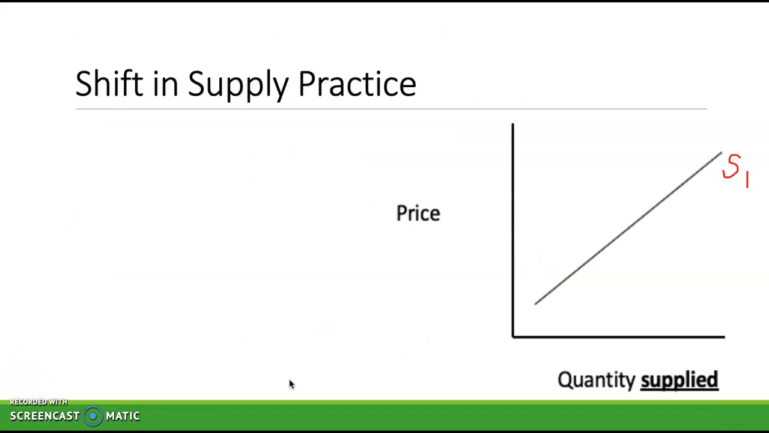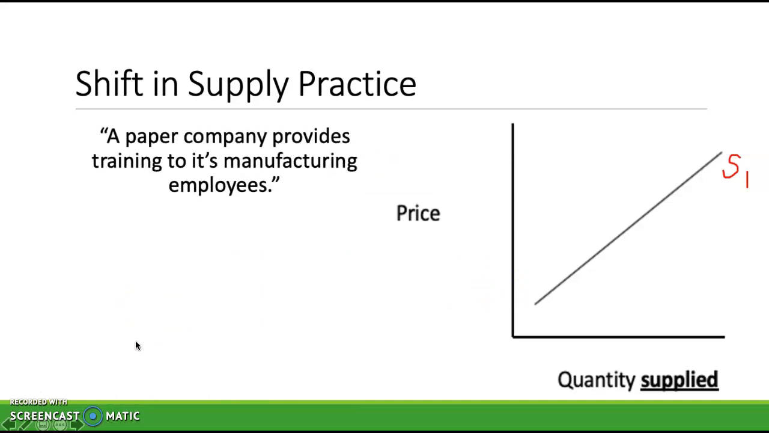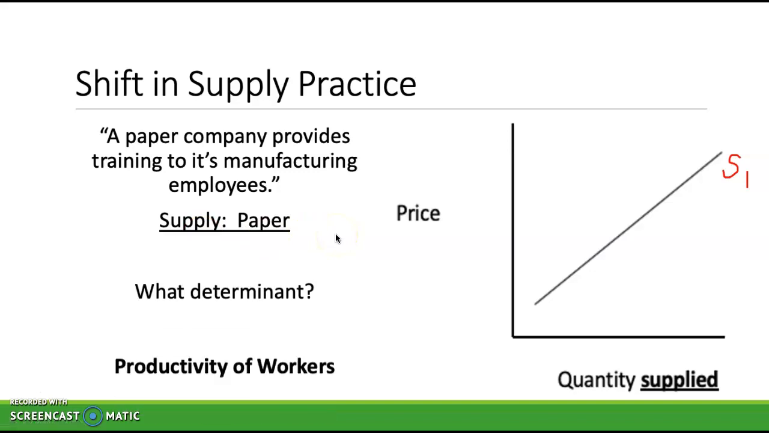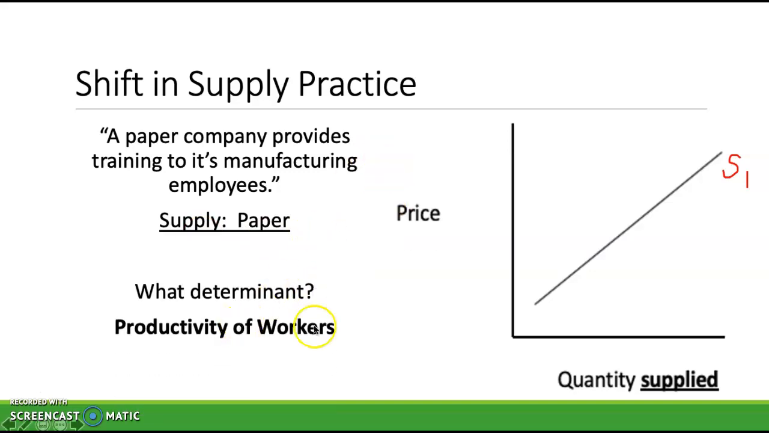So now that we understand the 6 determinants of supply, we're going to practice a little bit here, actually shifting the supply curve. So our first scenario is, let's say it's a paper company that provides training to its manufacturing employees. So the market or the supply that we are looking at then is the supply of paper. So the determinant that is causing this change is the productivity of workers.